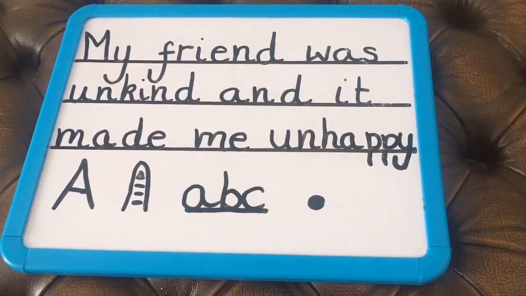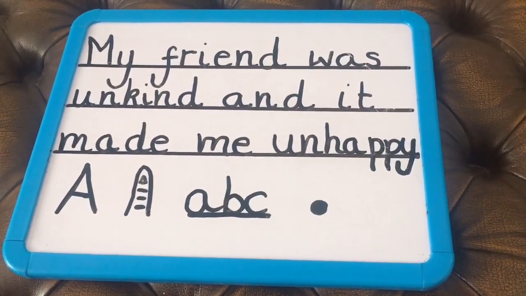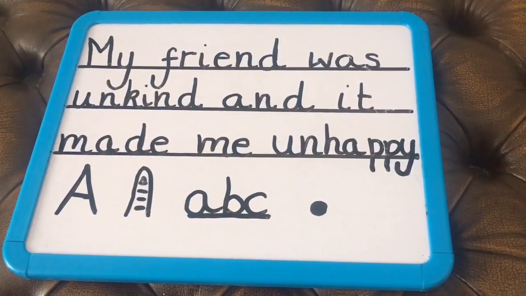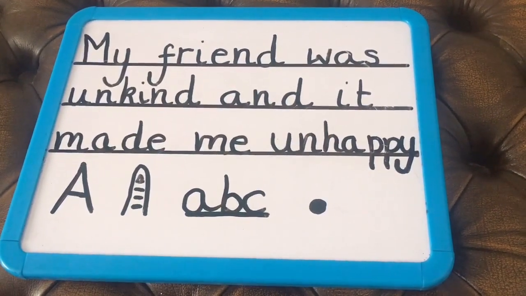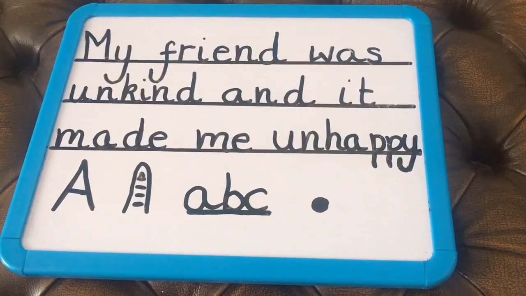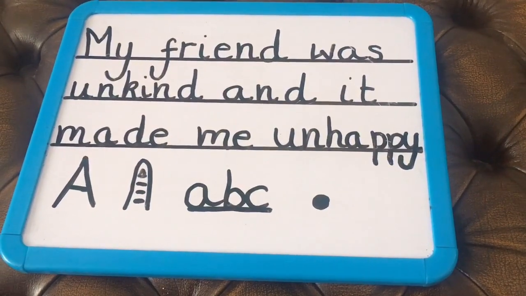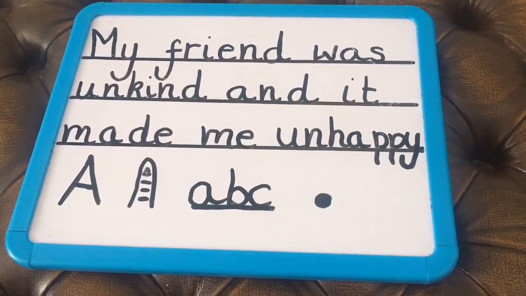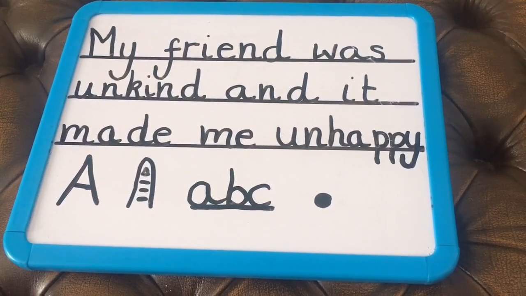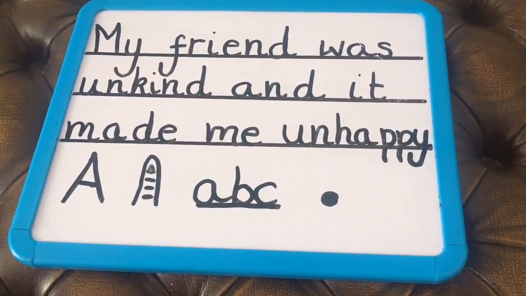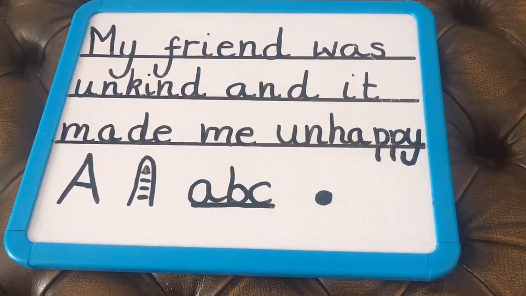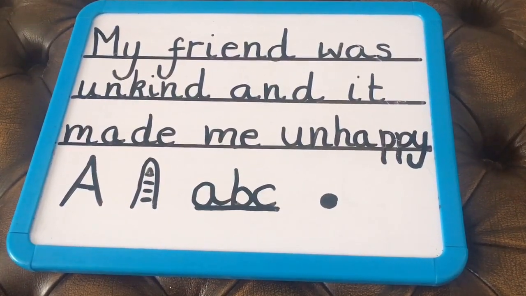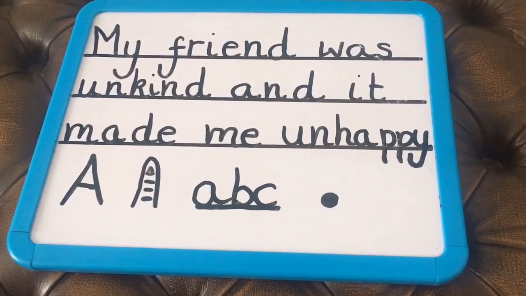Right then, our turn. Let's read the sentence together. My friend was unkind and it made me unhappy. What are the 2 unwords in this sentence? Have a think. The 2 unwords are unkind and unhappy. Remember the steps to success. We need to include capital letters, finger spaces. We need to make sure our letters sit on the line, and we need full stops at the end.